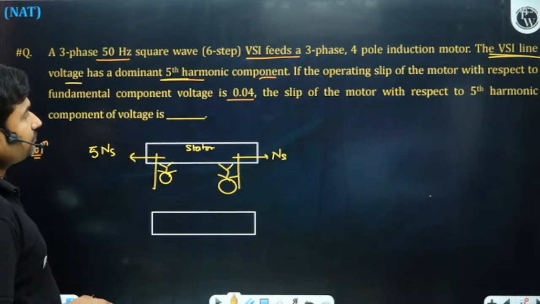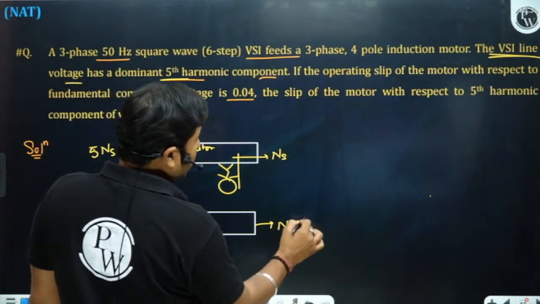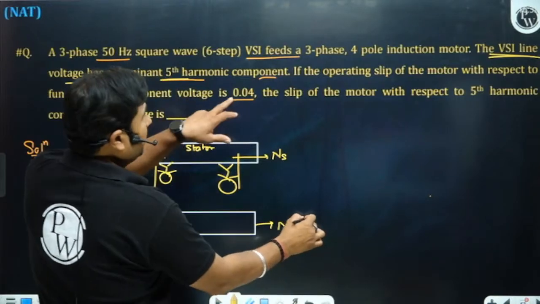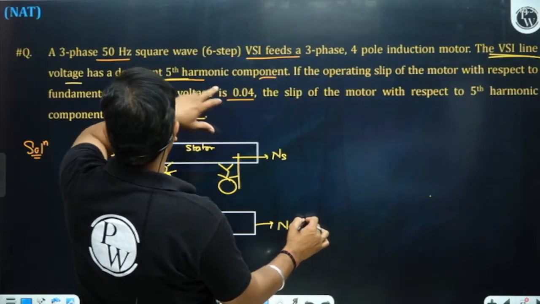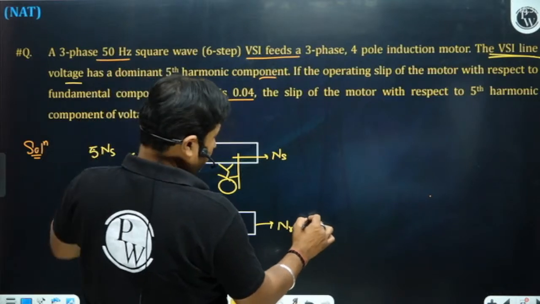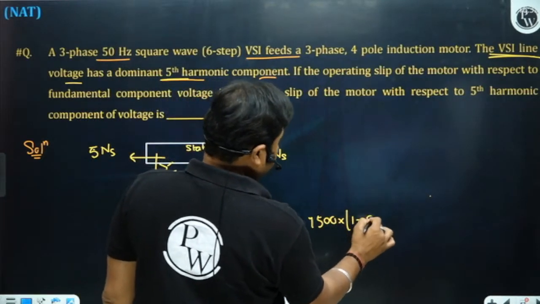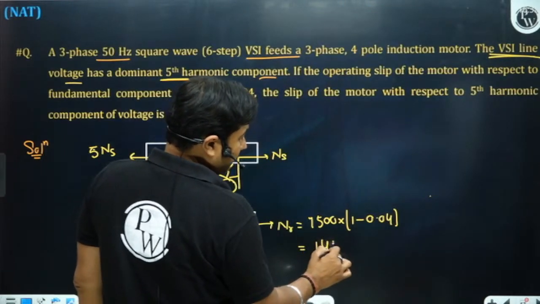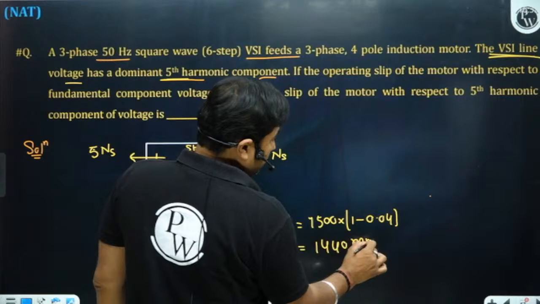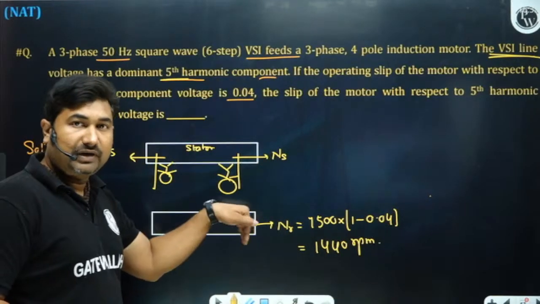Now, the rotor is rotating at a speed of nr, with respect to the fundamental. ns is 120f/p, which at 50 hertz and 4 poles is 1500 rpm. So nr is 1500 into (1 minus 0.04), which is 1440 rpm. So the rotor speed is 1440 rpm corresponding to the fundamental flux.